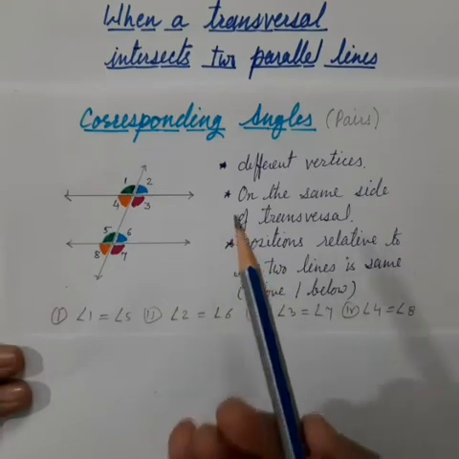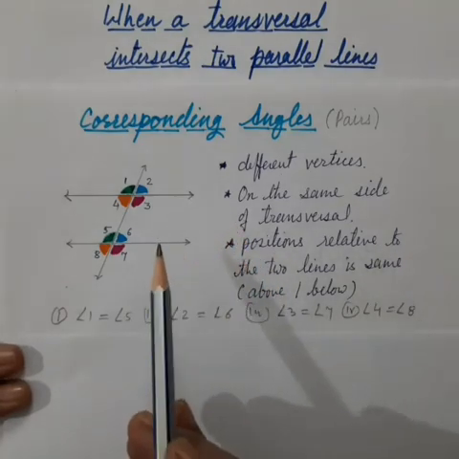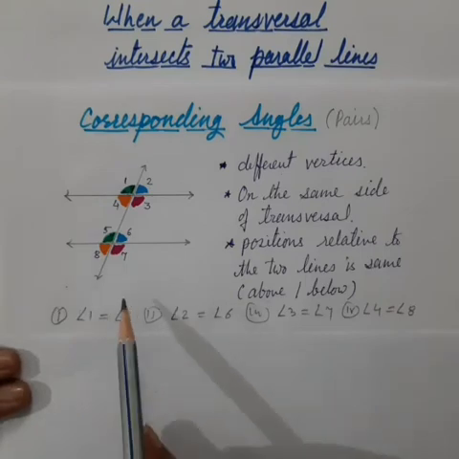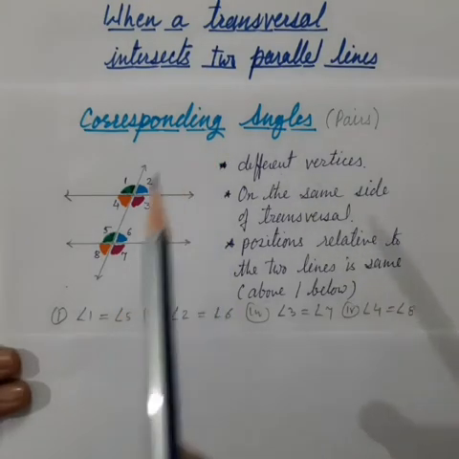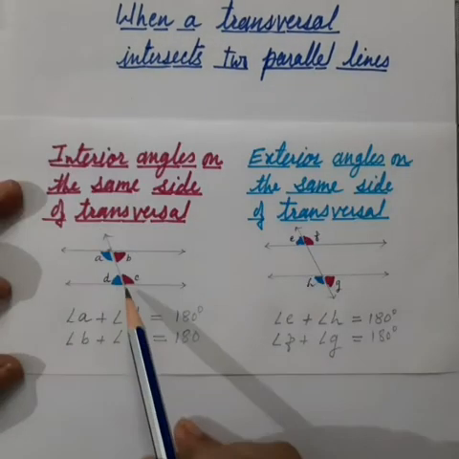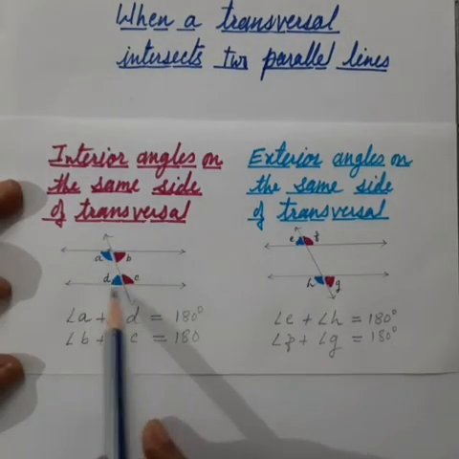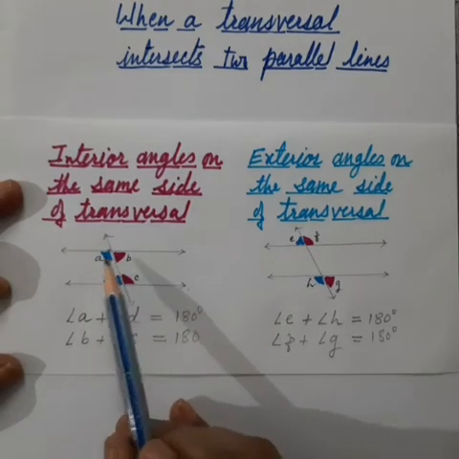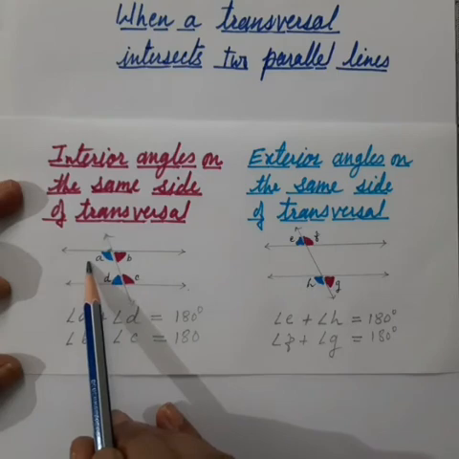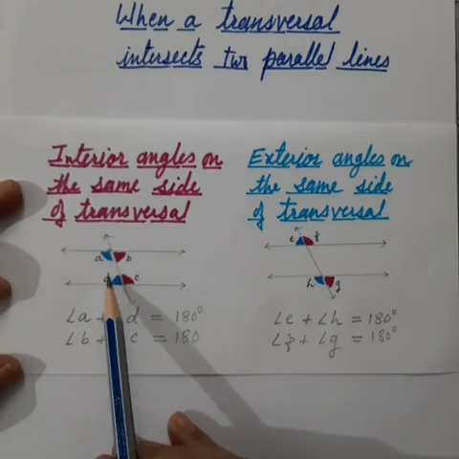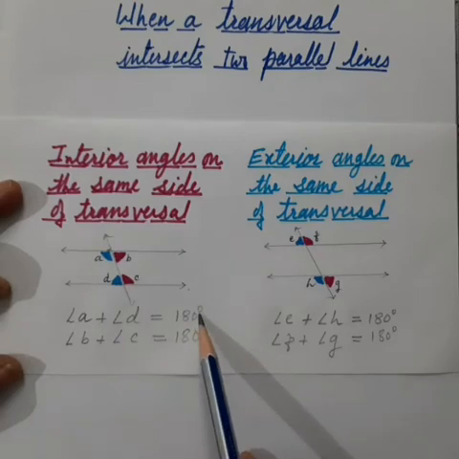So, if lines are not given parallel but the corresponding angles are given equal, we can say that because the corresponding angles are equal, the lines are parallel. When a transversal intersects two parallel lines, the interior angles on the same side of the transversal are supplementary. Supplementary means the sum of these two angles is 180 degrees.